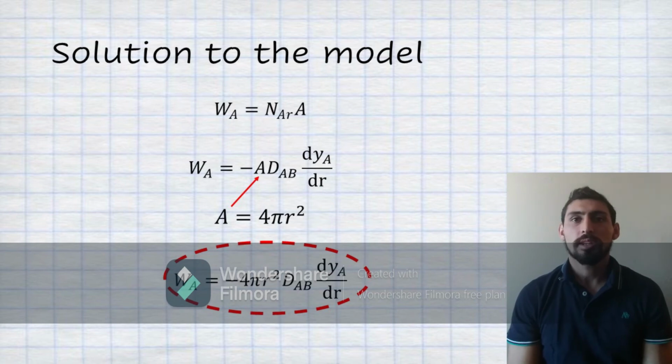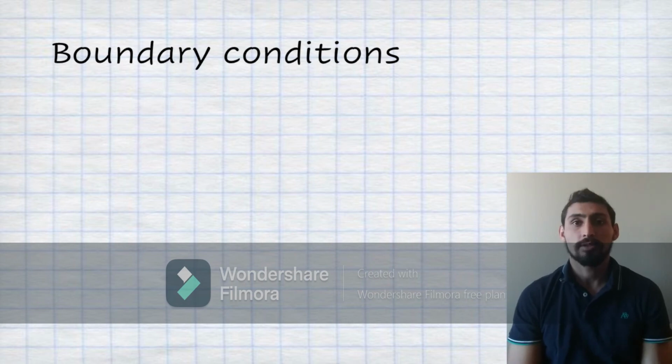In this equation, the dependent variable is the concentration YA, and the independent variable is the radius r. As the mass flow WA is constant, it is possible to solve the equation using the integration method and the proper limits. The boundary conditions.